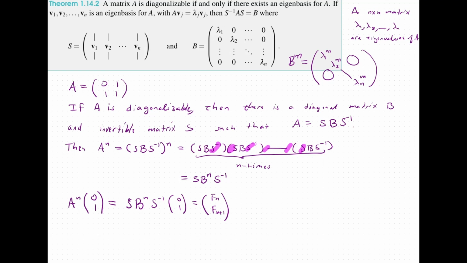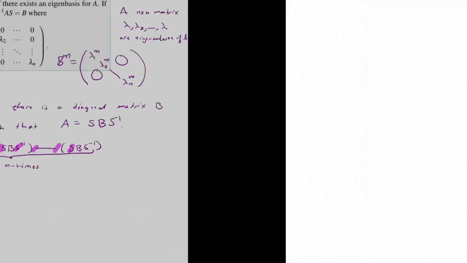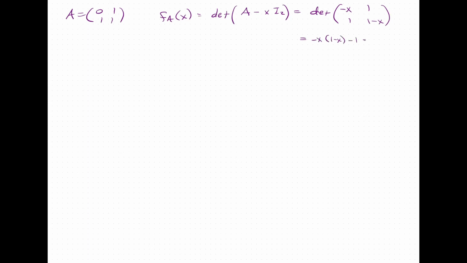So we want to diagonalize this matrix, which by the theorem means that we have to find first its eigenvalues and then the eigenvectors corresponding to said eigenvalues. So let's go ahead and do that. We have A is 0, 1, 1, 1, so its characteristic polynomial is going to be the determinant of A minus x times the 2 by 2 identity matrix, which is the determinant of negative x, 1, 1, and then 1 minus x. And so now this will give us negative x times 1 minus x minus 1, which simplifies to x squared minus x minus 1.